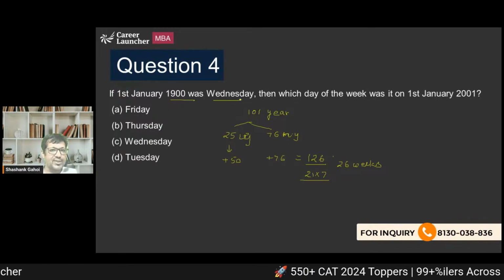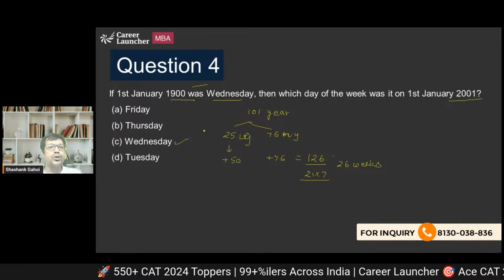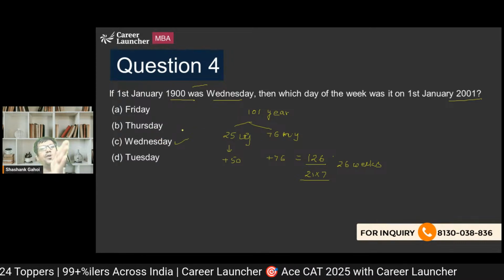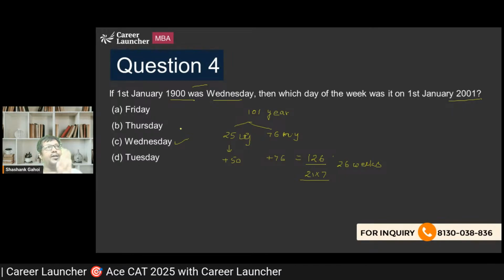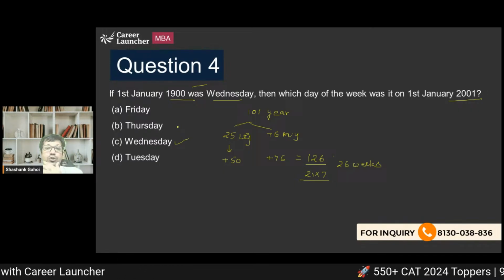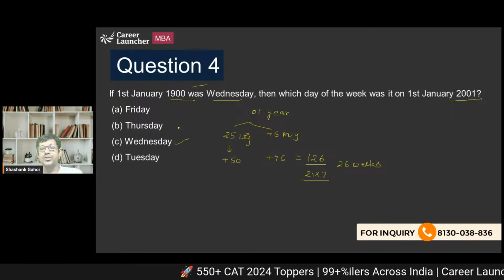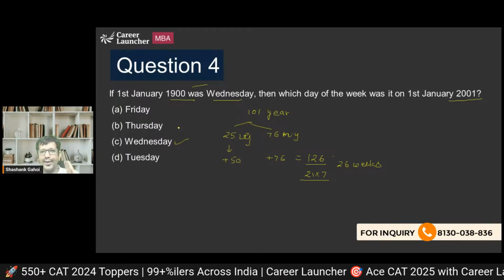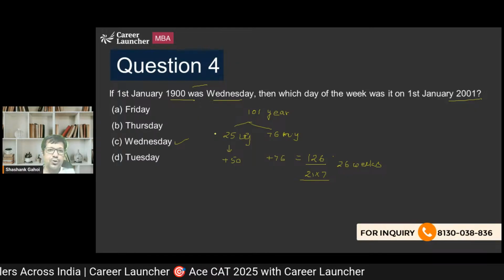So if it is Wednesday on this day, which day is it going to be? Wednesday itself, because the value that I'm going to get is a multiple of 7, and after every week I'm going to have the same day, right? So the total increment I am getting is a multiple of 7, so the day I'm talking about, Wednesday, is going to be the same day on 1st January 2001. Fairly easy, nothing much to do. Now let's look at the next question.